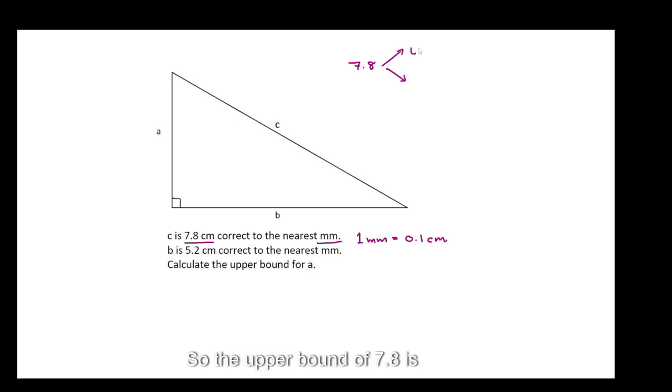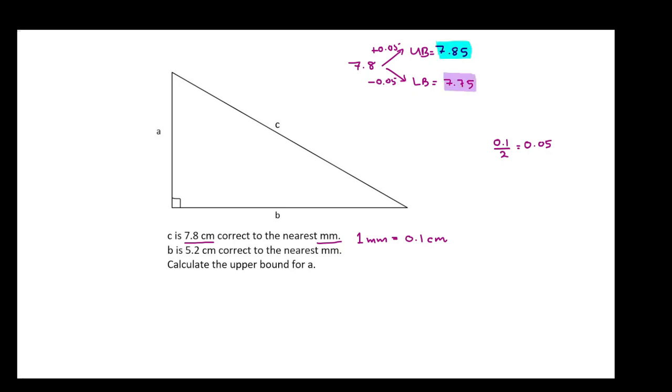So the upper bound of 7.8 is half of 0.1 added to 7.8. So let's do that. 0.1 divided by 2 is 0.05. So to get the upper bound, you just add 0.05. So you get 7.85. To get the lower bound, you take away 0.05 and you get 7.75.